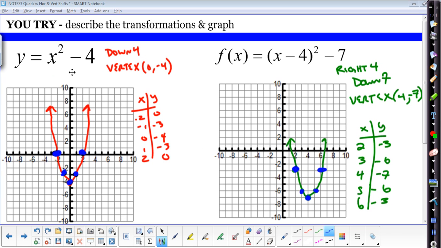Alright, if I look at this one, this is on the outside, so I go down 4, puts my vertex here. So once I put my vertex there, I plugged in 2 numbers to the left, 2 numbers to the right. You can plug in more if you'd like, but that was enough. Over here, I had to go to the right 4, because this was on the inside, down 7, because it was on the outside, so that puts my vertex at 4, negative 7. Because my vertex is here, I pick a couple numbers to the left, so I plugged in 3 and 2, and I also plugged in 5 and 6. Here's my table, and I graphed it.